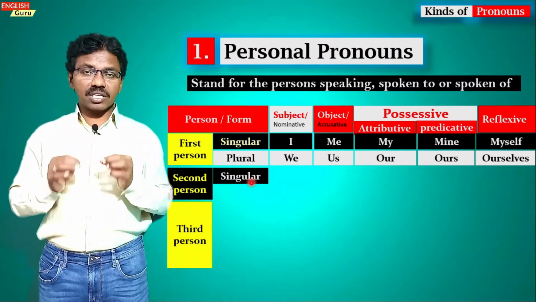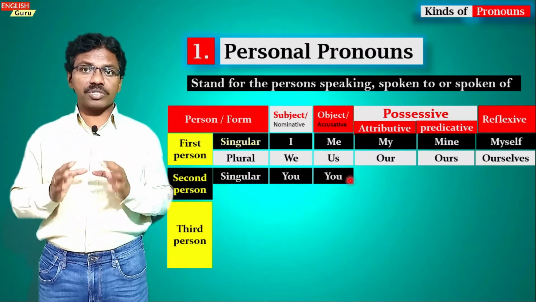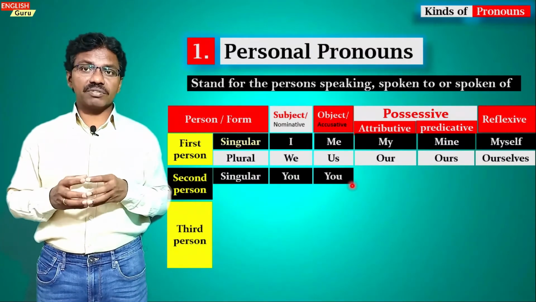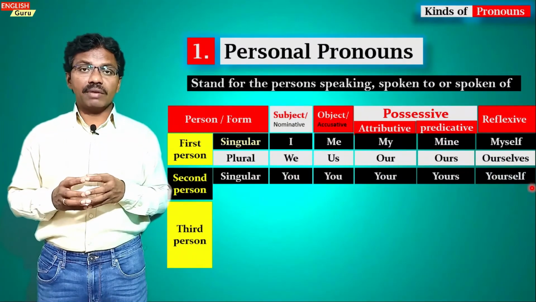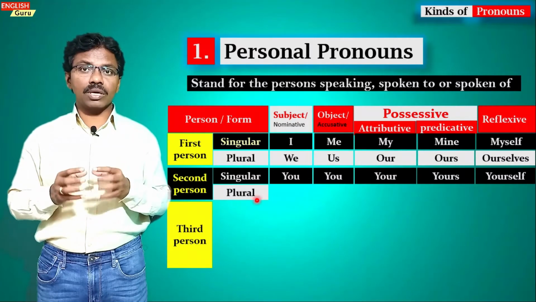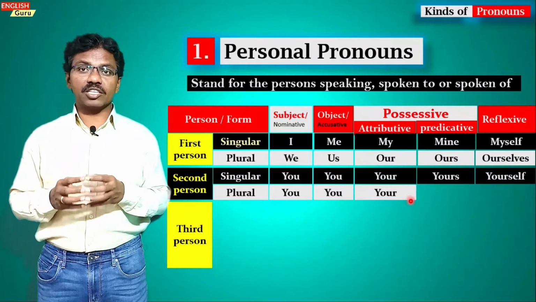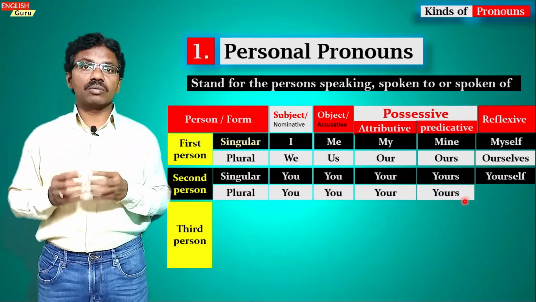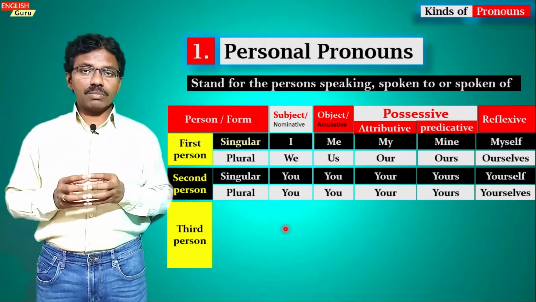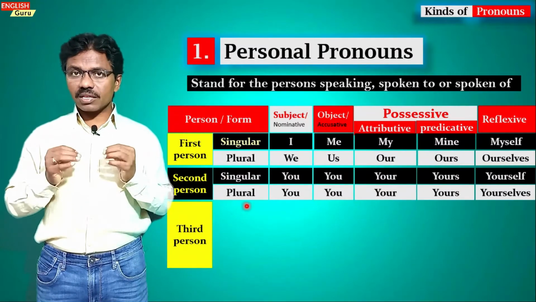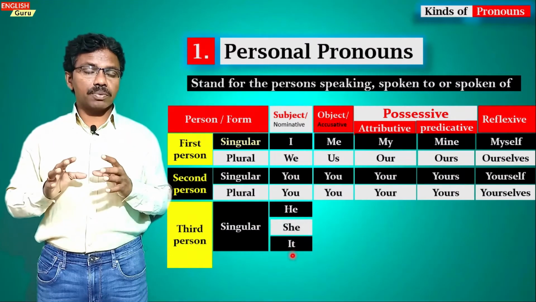Second person singular: you is subjective case and it is also you in objective case, whereas in possessive predicative case it is yours, and reflexive case it is yourself. And when it comes to second person plural, you subject, you object, your possessive attributive, yours predicative, yourselves reflexive. And when it comes to third person, we have three singulars, they are he, she, it, and the plural is they.